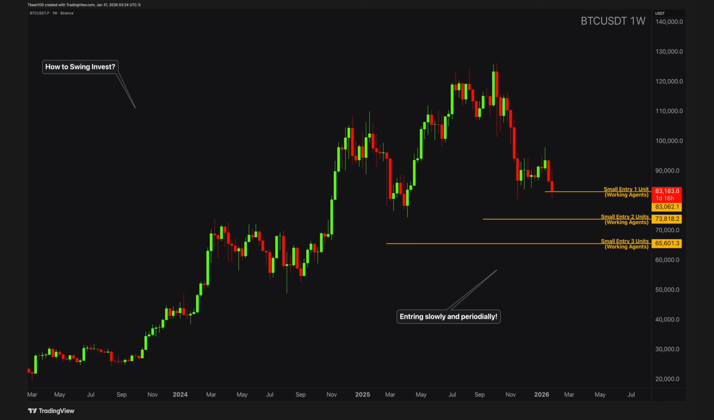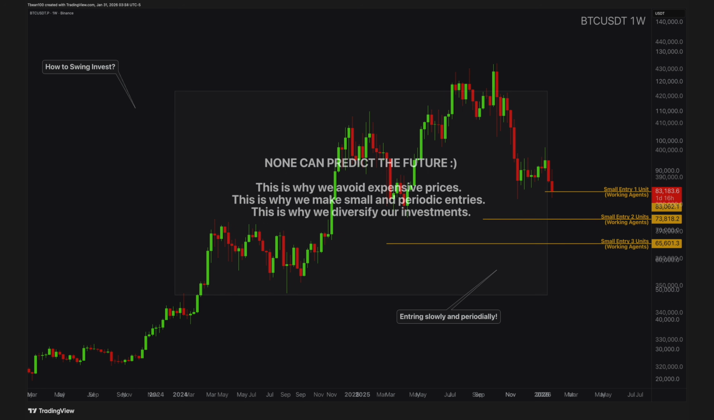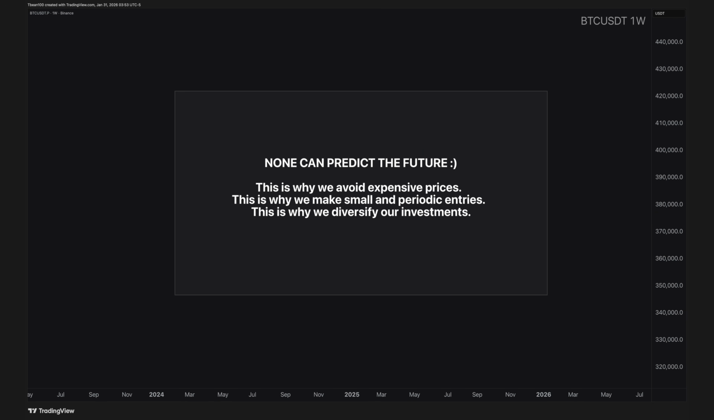So, the lesson of today is simple. No one in the world, including me, and I mean no one, can predict the future. We just do not know. We do not know what will happen in the next hour as well. This is why we avoid expensive prices at all-time highs. This is why we make small and periodic entries, possibly every week, during pullback periods.